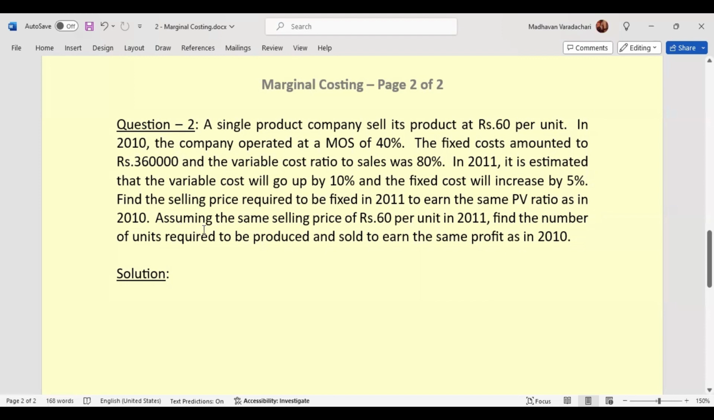The second question is, assuming the same selling price of rupees 60 per unit in 2011, find the number of units required to be produced and sold to earn the same profit as in 2010.